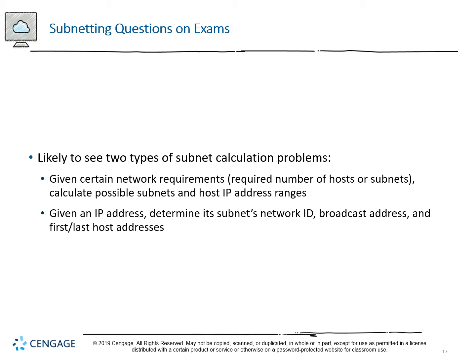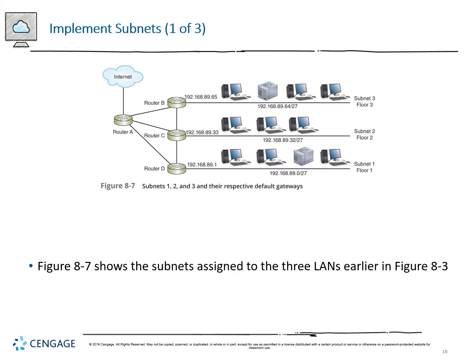Now we're likely to see two types of calculation problems for subnets. Given a certain number of network requirements, such as a number of hosts or subnets, we need to calculate the possible subnets as well as the host IP address ranges. The second type of problem would be, given an IP address, what is its network ID, what is its broadcast address, and what are the first and last host addresses that it belongs to.